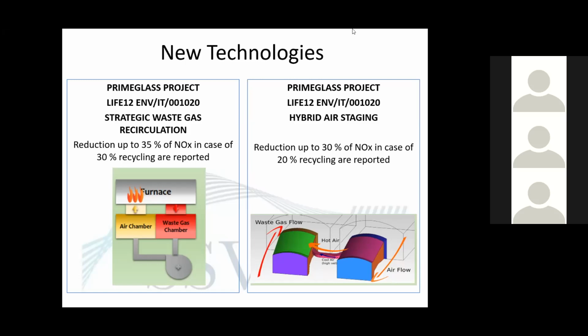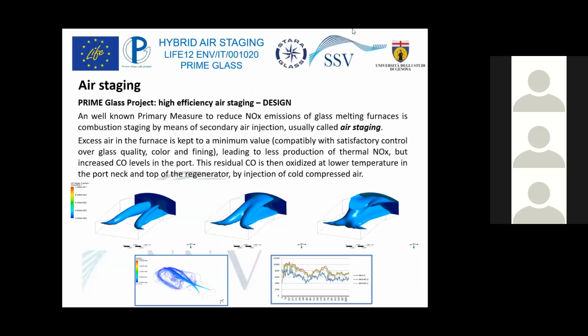Another aspect is the recirculation of air. This is the hybrid air staging, where some of the combustion air is taken out from the air flow and put inside the waste gas flow. This is a promising technology, which is already installed in some furnaces, from my experience as far as I know. And as you can see, these are some of the CFD calculations.